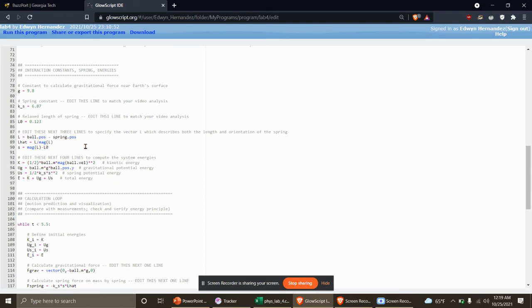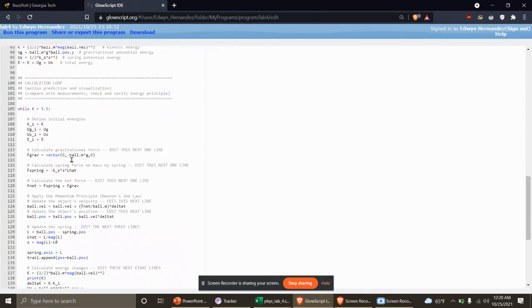Then to find L, we find the ball position and the spring position. L hat is the vector L over the magnitude of L, and s is the magnitude of L minus L0, which is the difference in stretch or compression. In this case, it's stretch. And then we find the formulas for kinetic energy, the gravitational potential energy, the spring potential energy, and the total energy.